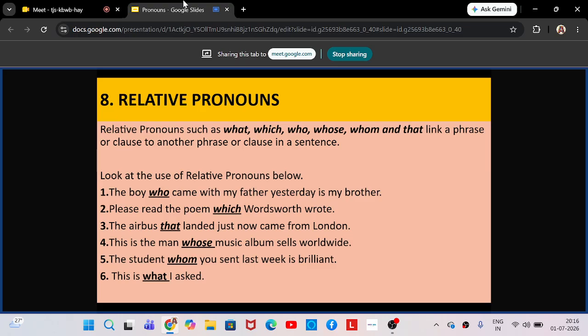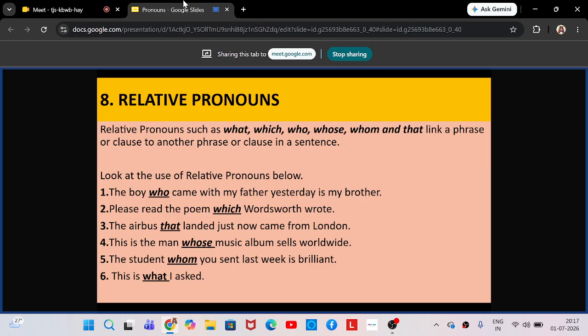Interrogative pronouns, na, they should come in the beginning because they are question words, right? What is your name? Which is your book? Who is your best friend? Whose bag is this? Whom did you meet yesterday? So these are all interrogative words, question words. So that is why we are using them in the beginning.